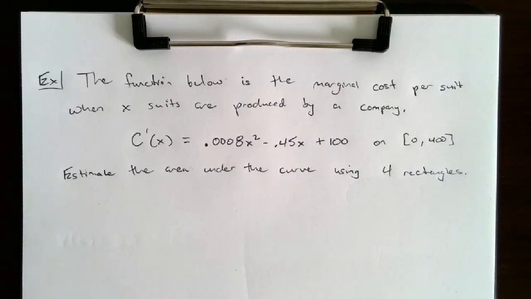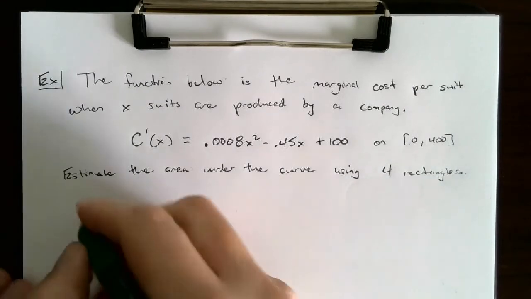Later on in the next section, we'll talk about how to use antiderivatives to find that. But here, when we estimate the area under the curve using the 4 rectangles, what we're really doing is finding the cost for the first 0 to 400 suits that are produced. So let's take a look at what this looks like in terms of a picture, and then we'll actually pursue finding the area under the curve.